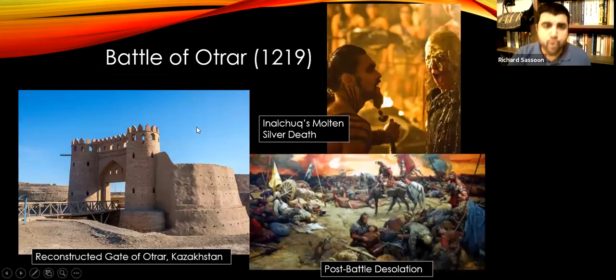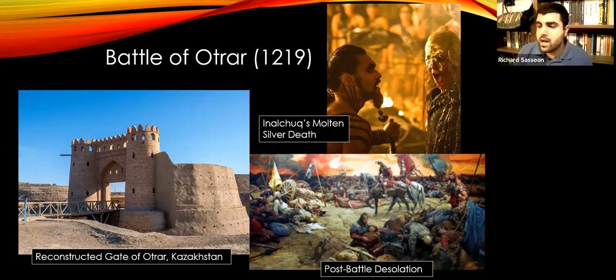Now, when it comes to Otrar itself, the city was besieged starting in the winter of 2019, and that siege lasted 5 months until a trader in the city opened the gate and let the Mongols in, probably because he was dying of hunger. And the Mongols killed a significant portion, if not all, of the city when they breached the walls. Now, in particular, the Mongols recovered Inalchuk, who was still inside of the city.